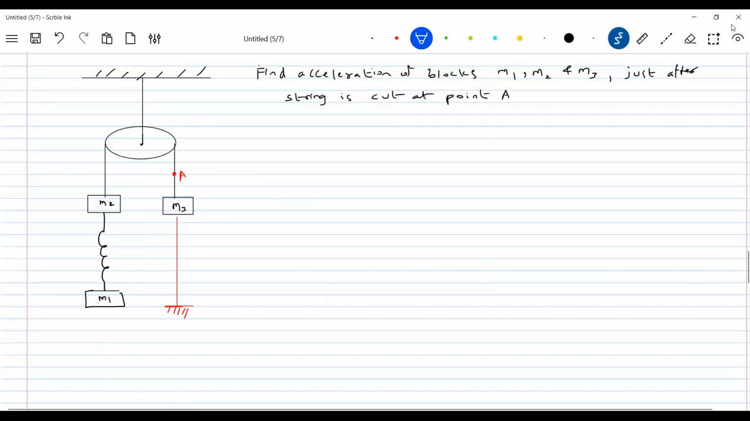Okay, let me introduce the string when it is cut, that one. That is something very important. You have plenty of numericals based on this. So once after getting this, we'll go back to the previous problems. Find the acceleration of blocks just after the string is cut at point A. The system is in equilibrium initially.